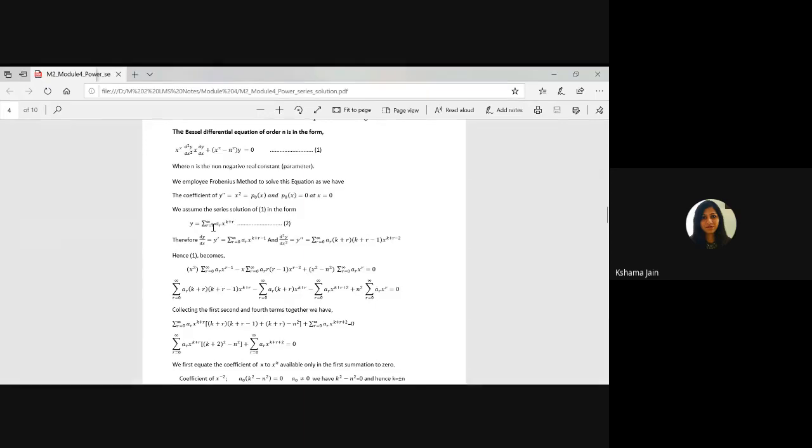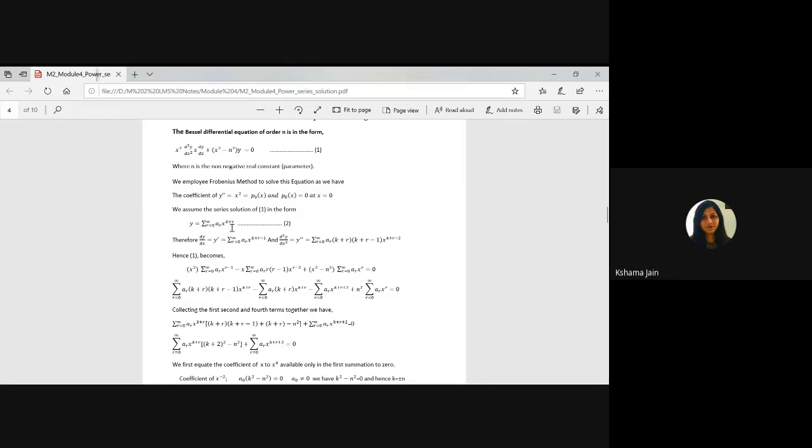Why? Because r is starting from 0. The minimum value of r is 0. So if I put x raised to power 0, here we can't take directly x equals to 0. So we need to take x raised to power k plus r. This is a very important point for Bessel's.